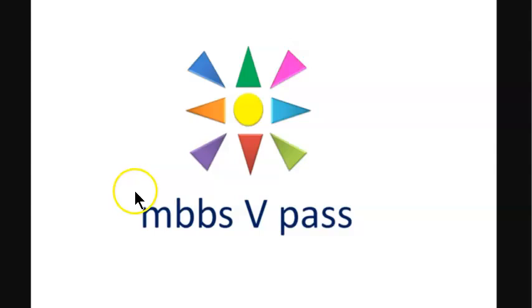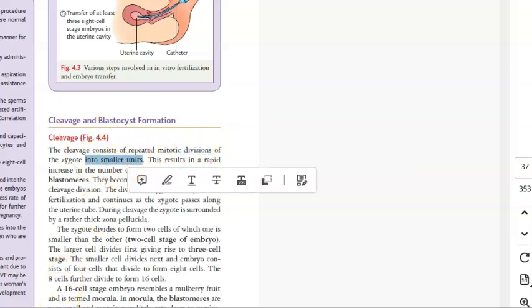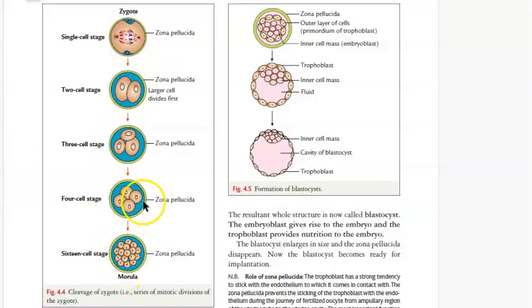They are also saying the result of fertilization is cleavage. Cleavage consists of repeated mitotic divisions of the zygote into smaller units. Here they are showing you the cleavage of the zygote, and you are able to see the names of these cells: single cell stage, 2 cell stage, 4 cell stage, 16 cell stage, morula. Then comes the blastocyst, after that. At the end of cleavage, what they have shown you is the morula.